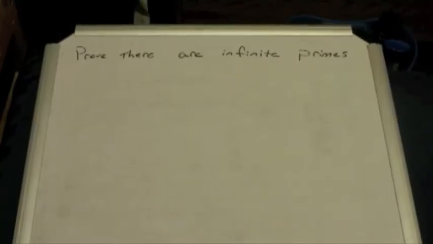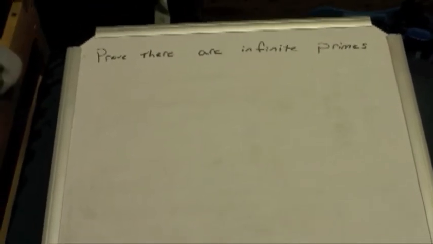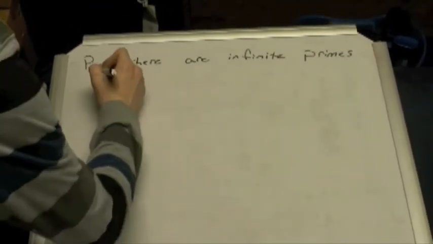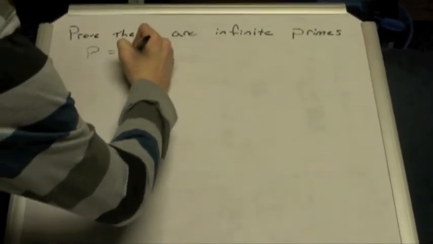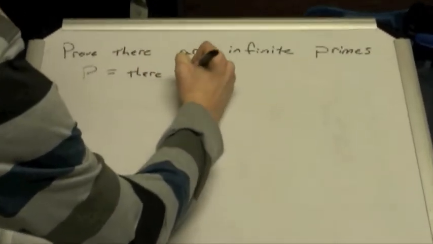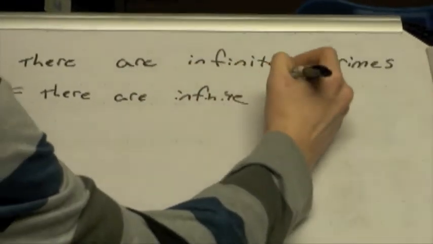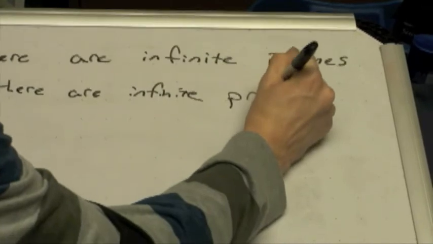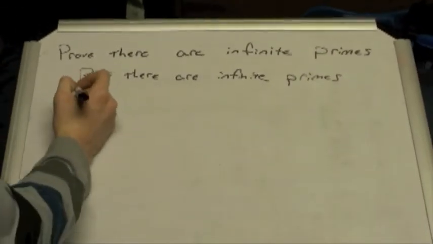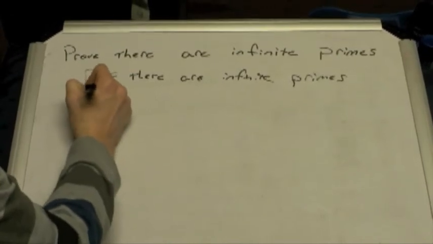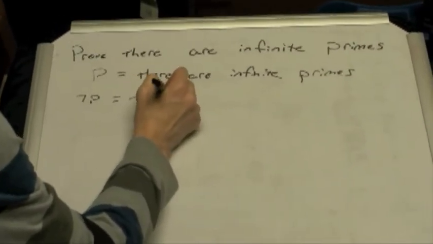For our first example of a proof by contradiction, we're going to try to prove that there are an infinite number of primes. So we'll begin by stating our proposition. Our proposition P: there are infinite primes. To begin, I'm going to state our negated proposition, not P, which will be that there are finite primes.